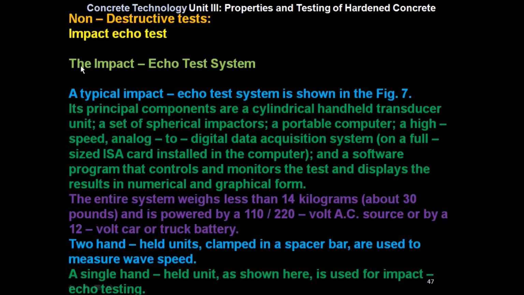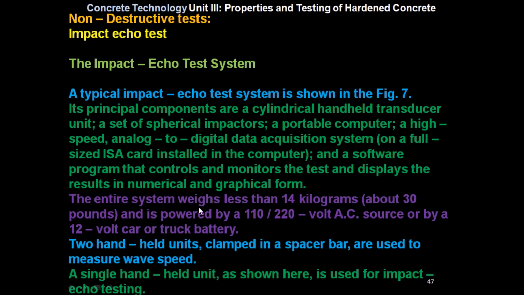Now we will see the impact echo test system. A typical impact echo test system is shown in figure 7. Its principal components are a cylindrical handheld transducer unit, a set of spherical impactors, a portable computer, a high-speed analog to digital data acquisition system on a full-size ISA card installed in the computer, and a software program that controls and monitors the test and displays the results in numerical form and graphical form.